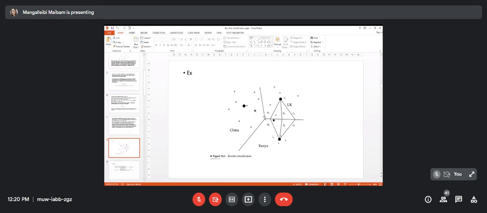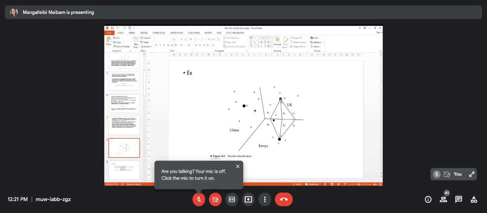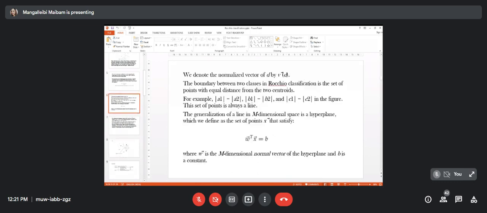So here A1, A2, C1, C2, B1, B2. They have equal distance because suppose this dot is the centroid. So this distance A1 and A2 will be equal. Similarly, B1 and B2 are equal, C1 and C2 are equal. So they should have equal distance. That's what is said here.